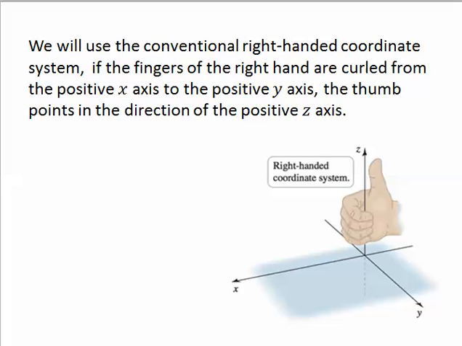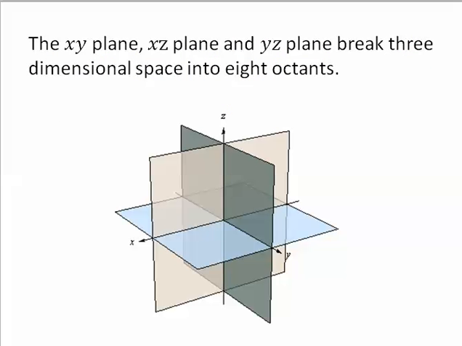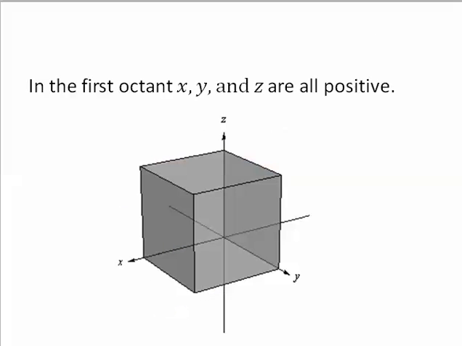If the fingers of the right hand are curled from the positive x-axis to the positive y-axis, the thumb points in the direction of the positive z-axis. The xy plane, xz plane, and yz plane break three-dimensional space into 8 octants. In the first octant, x, y, and z are all positive.